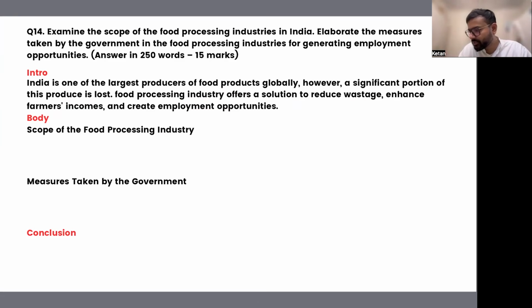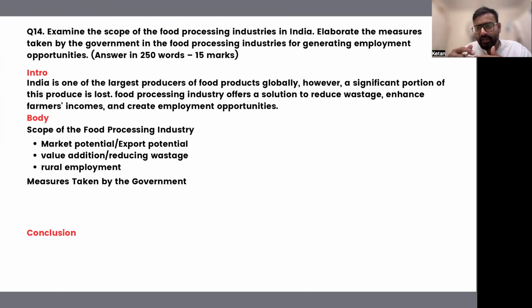Okay, now what is the scope of the food processing industry? Here you can talk about various scopes that are there. Market potential of food processing: as India is growing economically, households are becoming wealthier. And when households become wealthier, they have more disposable income and they demand higher quality food products. So processed food becomes a very important component. So market potential is there.